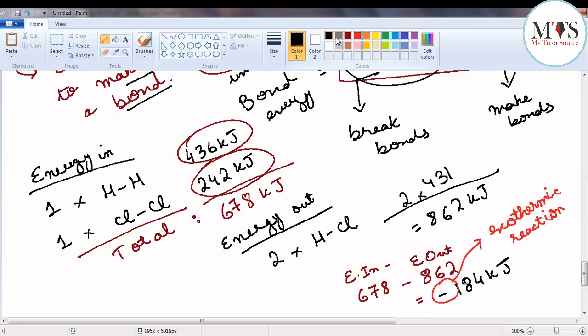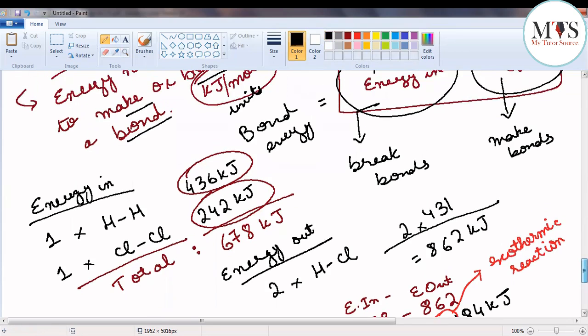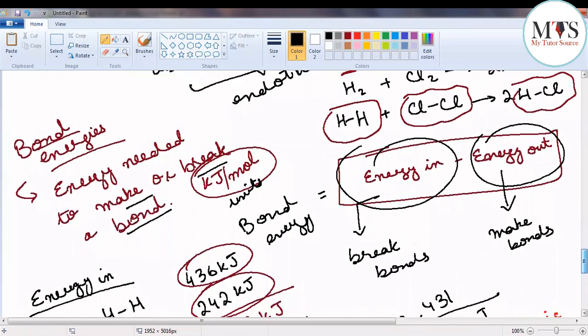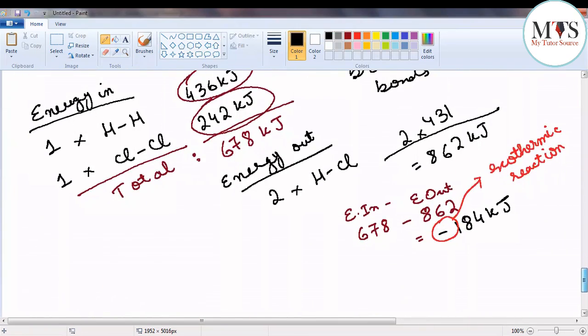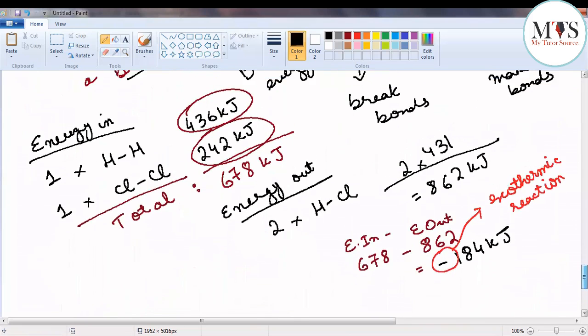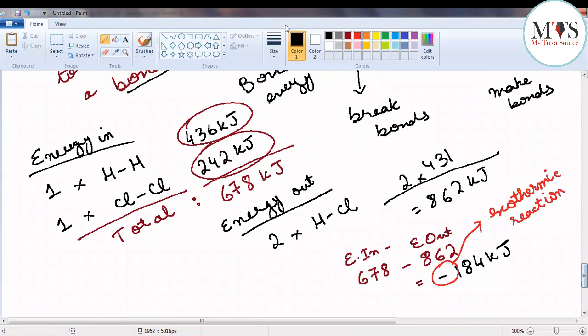Okay, so that means that the total energy change for this reaction is exothermic in nature. That means it is releasing heat energy. Endo is absorbing. Endo has a positive sign, remember? So endo has a positive sign and exothermic has a negative sign, right?